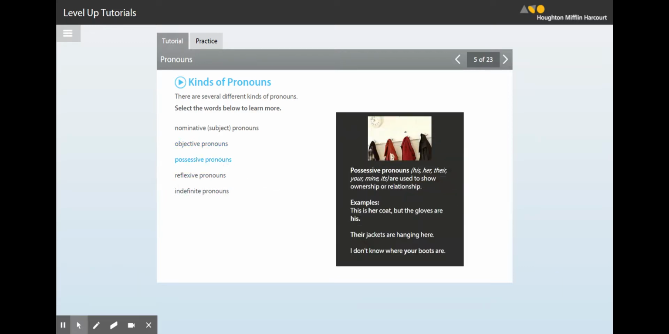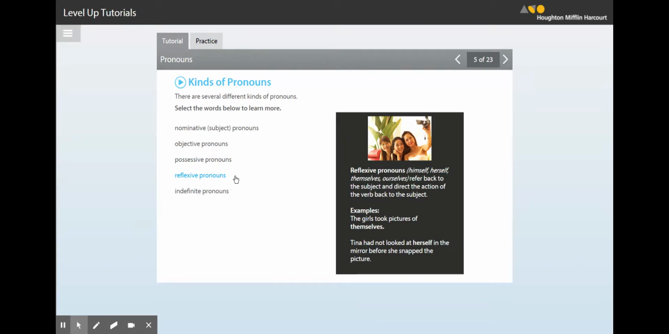Possessive pronouns are used to show ownership or relationship. His, her, their, your, mine, its. Examples: this is her coat, but the gloves are his. Their jackets are hanging here. I don't know where your boots are. So all of these are showing possession of objects.